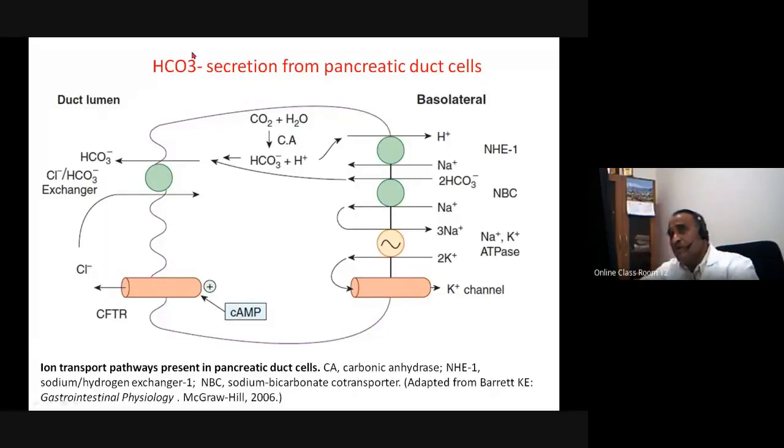This is the overall production of the HCO3 in the pancreatic duct system. So that means the enzymes are secreted in the acini, and the bicarbonate is secreted in the duct system, and because of this bicarbonate, the chloride and some amount of sodium that enters cause hyperosmolality, and that would increase the osmolality, and that will pull the water by osmosis.